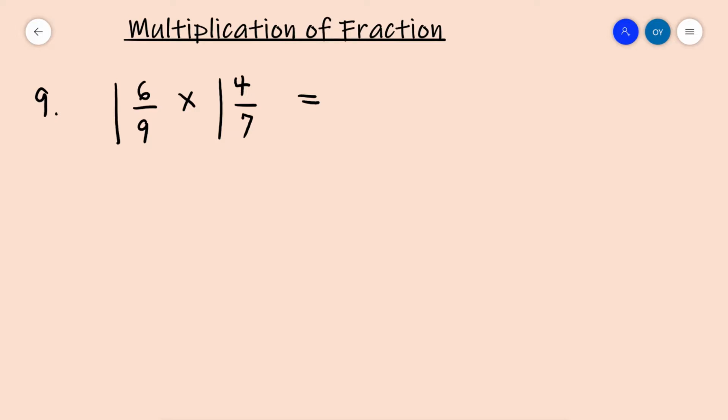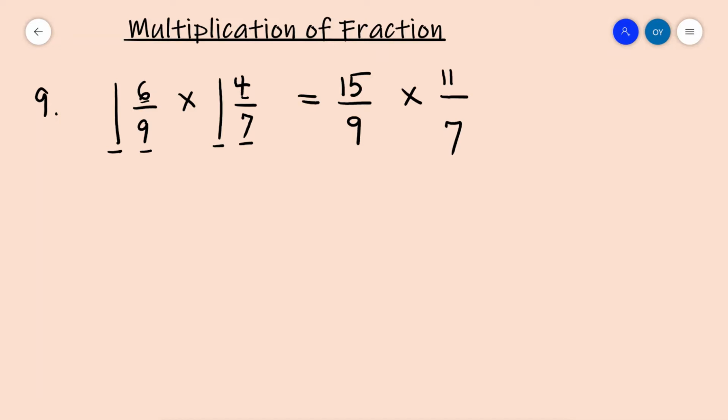Question 9. 1 6 over 9 multiplied by 1 4 over 7. Convert the mixed fraction to improper fraction. 9 times 1, 9, plus 6, that is 15. So we have 15 over 9. Multiplied by 7 times 1, that is 7, plus 4, that is 11. So that gives us 11 over 7.